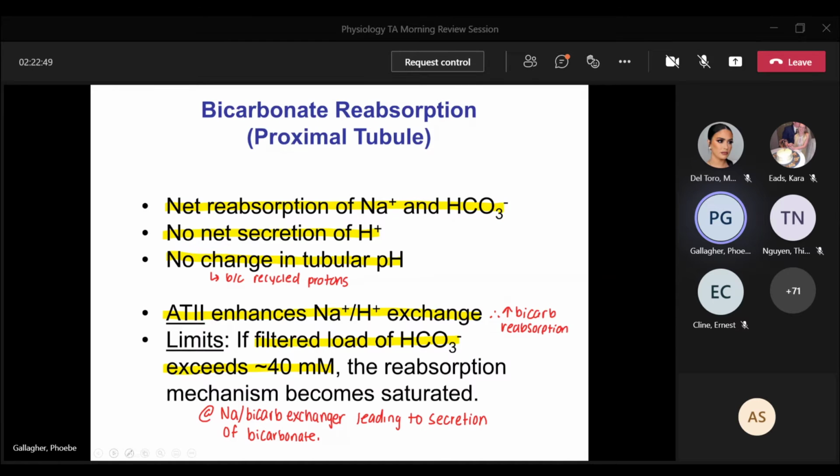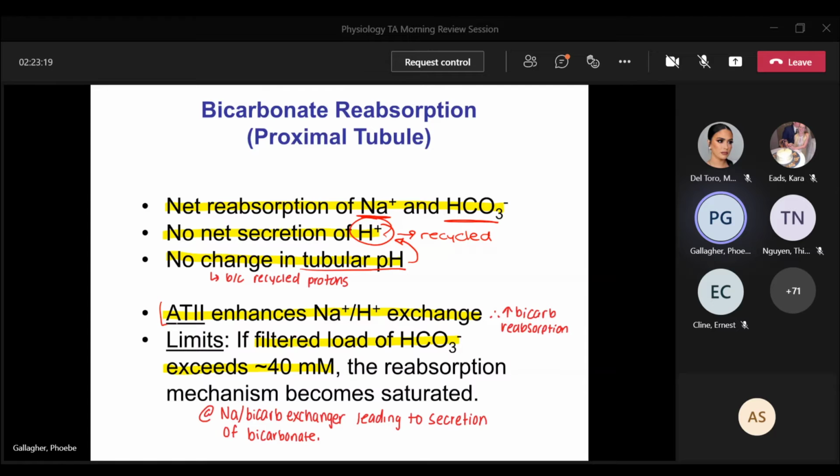Okay, so to summarize that, we have a net reabsorption of sodium, which we already know about, and bicarbonate, because they go together. We have no net secretion of protons because they are recycled to bring bicarb back into the cell. And you don't see a change in tubular pH because, once again, the protons are recycled, so you're not going to see an increase in proton concentration over time or anything like that.